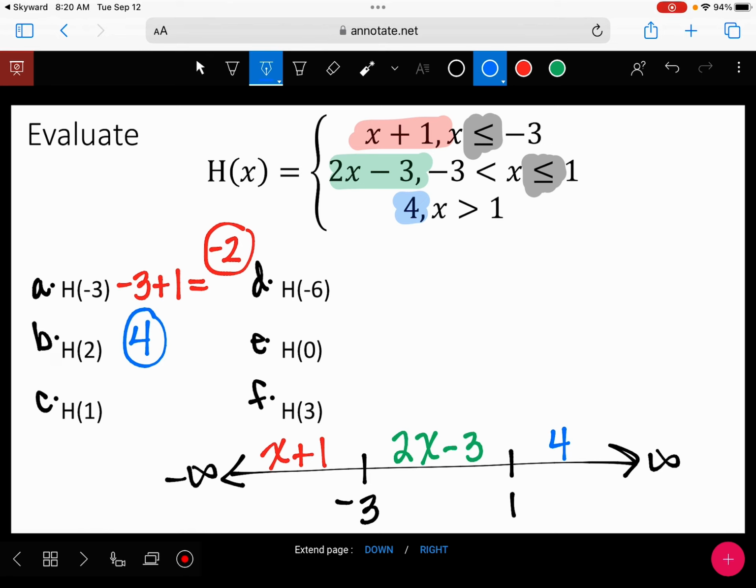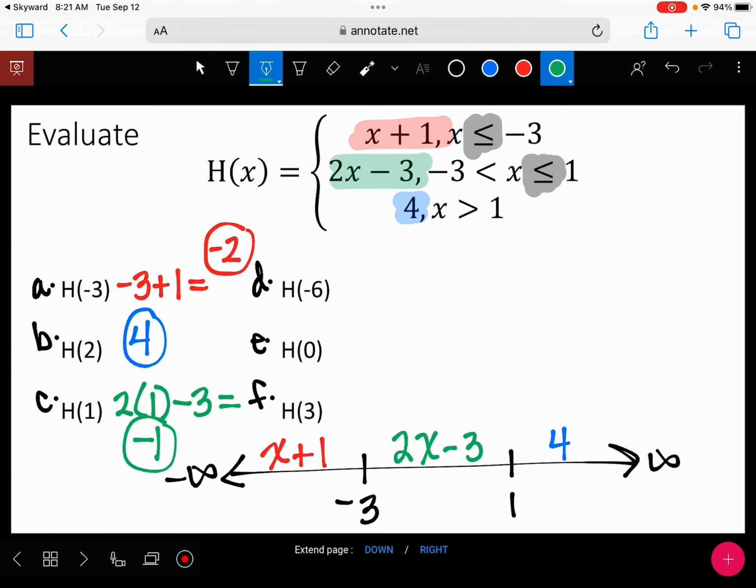What about C, when x equals 1? Am I using the red, the green, or the blue? The green, you got it. So that would be 2 times 1 minus 3. So it'll be negative 1 for C.